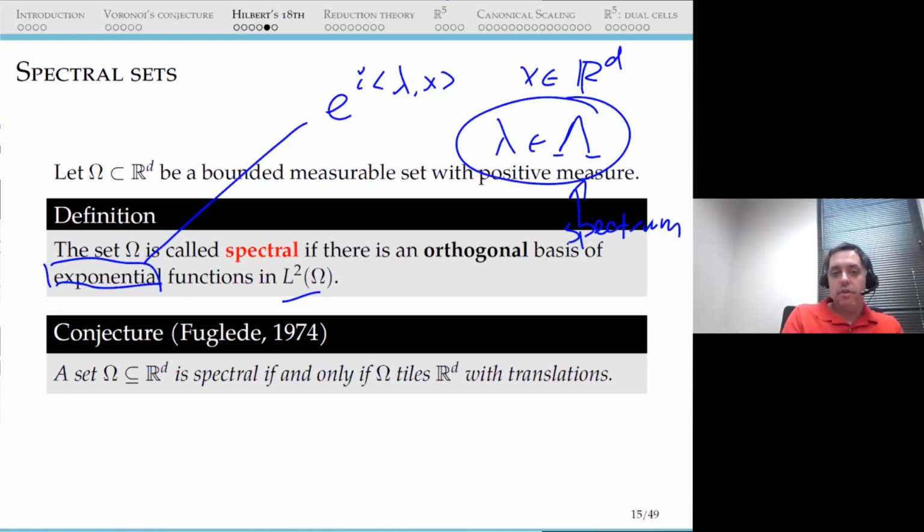And there was a conjecture by Fuglede from the 70s that a set is spectral if and only if it tiles d-dimensional space with translations. So one particular thing here is that we do not require this set to be convex, and it's not required even to be connected, right? So it's any measurable set.